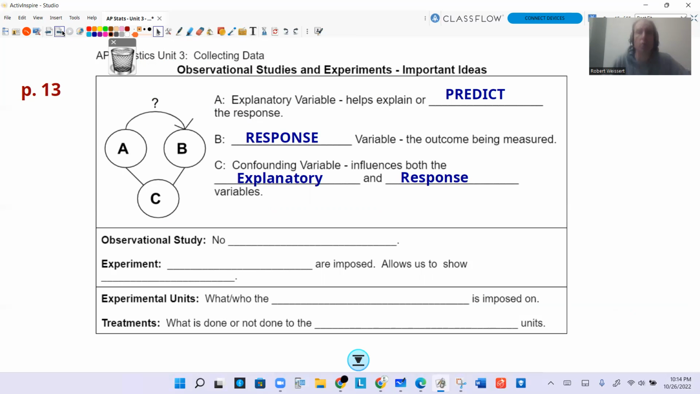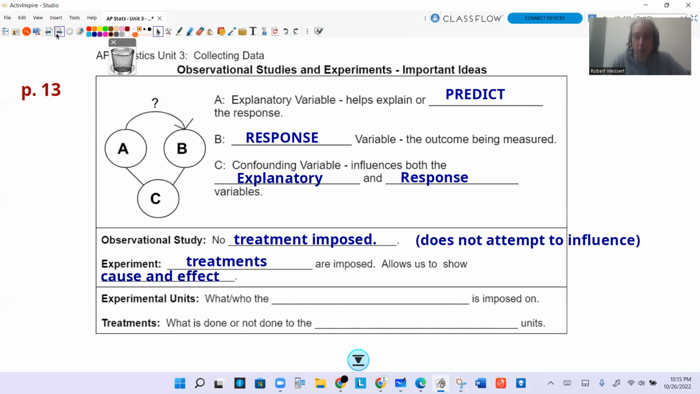So it's really important to have random assignment in an experiment, as well as control, which we'll get to in the next part of the lesson. An observational study has no treatment imposed, okay? We're not trying to influence it. We're just looking at the data and trying to make sense of it. An experiment is where treatments are imposed.